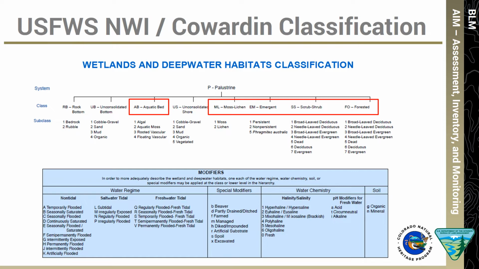The Cowardin classification also includes optional subclasses beneath each class, but those are not used in the Riparian and Wetland AIM protocol. In the blue box on this slide, you can see the water regimes and special modifiers, several of which are used in the protocol. The following slides will illustrate each of the 5 major Cowardin classes and discuss the water regimes and special modifiers.